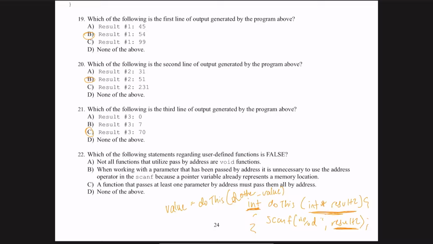C. A function that passes at least one parameter by address must pass them all by address. This one's going to be false. So in our function, we could pass other value by address, but maybe we want to pass by value the radius and height of a shape. Those don't need to be by address because we don't want changes in the called function reflected back in the calling function. Those are just inputs to some calculation. Maybe the output of that then goes to other value. So we have a mix of pass by address and pass by value. Therefore, C is false. C is our answer.